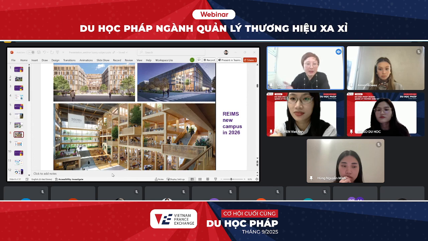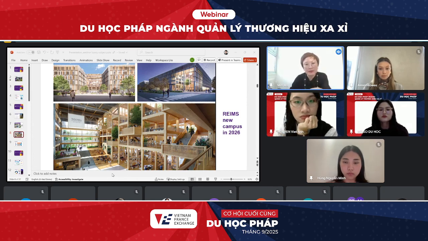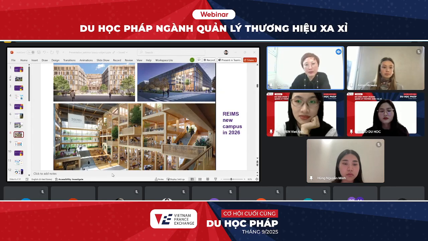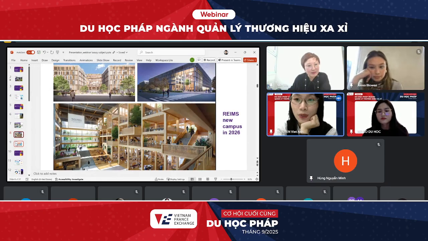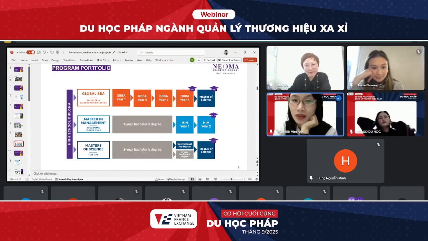And here, by the way, we show you the campus under construction now in Reims, the city of international luxury management. Next year, it will be officially open. So you will study 1 semester there. Very nice from the design already. So that's about the campus. Should we move on? Yes. Thank you, Min.